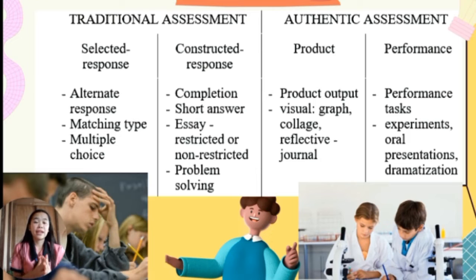And next is the authentic assessment. In the authentic assessment, the first column is the product. Examples are the product output, visual graph, collage, and reflective journal. And then the next column is the performance. That is the performance task, experiments, just like in the picture. There are two students experimenting with something related to science, and presentations and dramatizations. So those are the examples of traditional and authentic assessment methods.